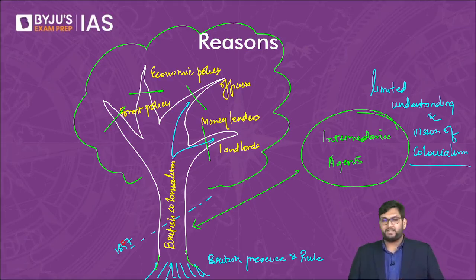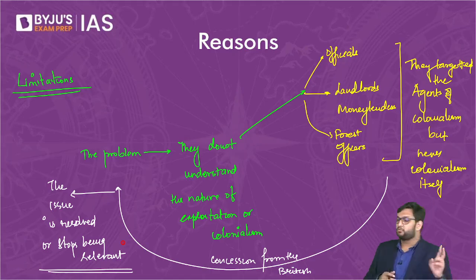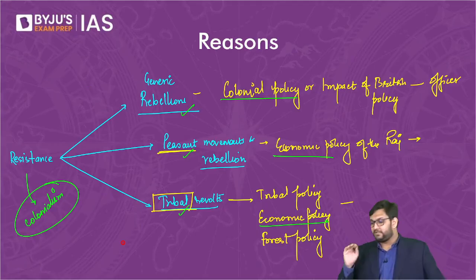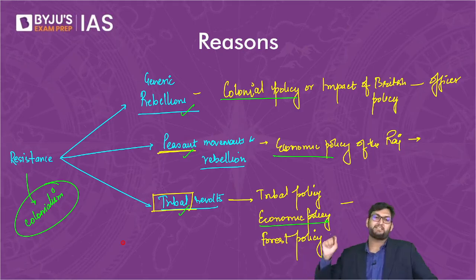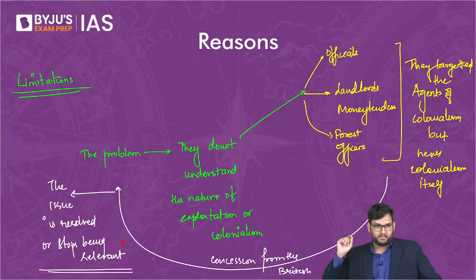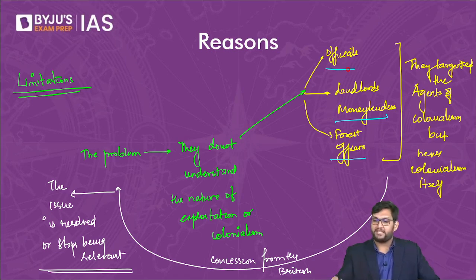So what have we discussed till this point? We've discussed 2-3 very important points. First is what are the reasons, which we will discuss separately also. It's either colonial policy, economic policy, forest policy, tribal policy. But the problem of their basic agenda is that they are targeting the intermediaries rather than the reason. Therefore, the agents of colonialism are getting impacted, not colonialism itself.